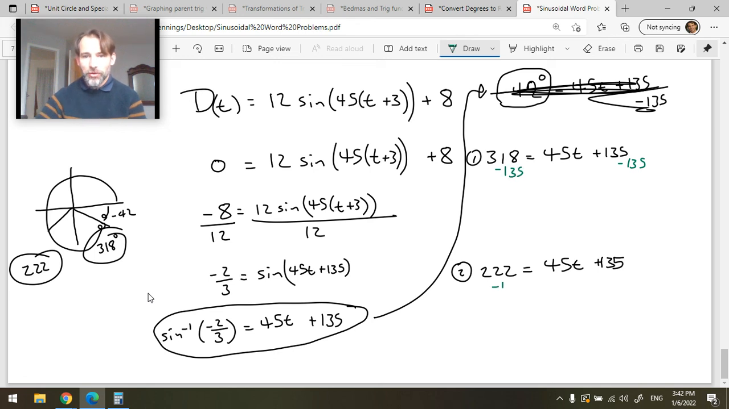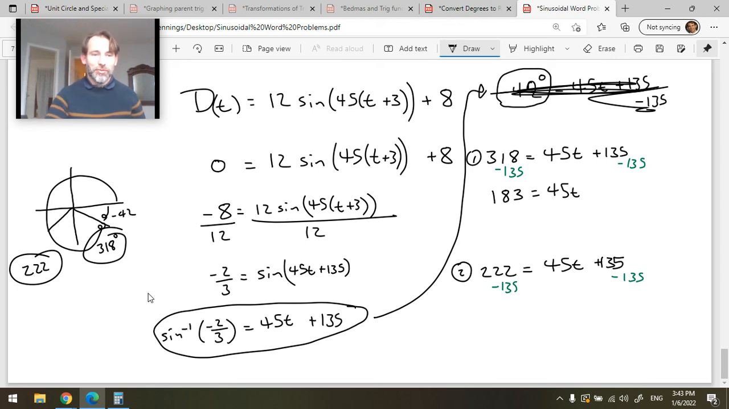We're going to subtract 135 from both sides in both equations, and then we're going to get two new equations. This is 318 minus 135, which is, did you know I woke up at 4 today to teach you guys? Okay, this is 318 minus 135, which is 183. So 183 equals 45t.